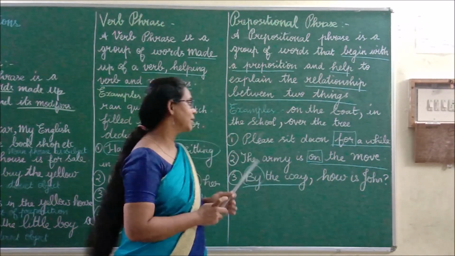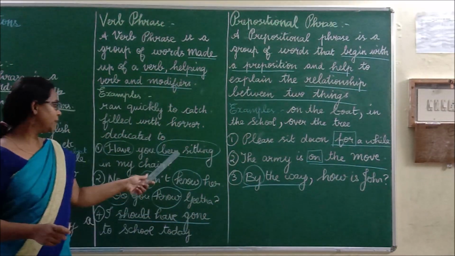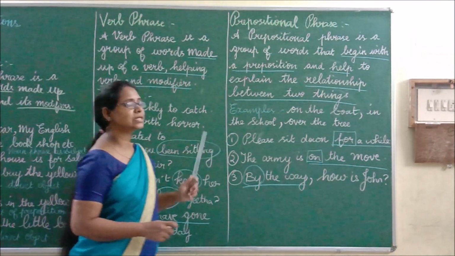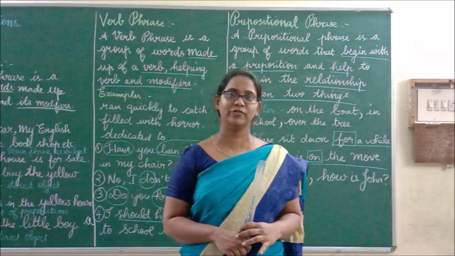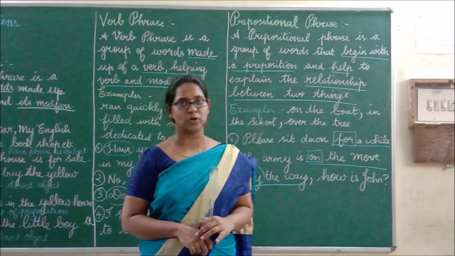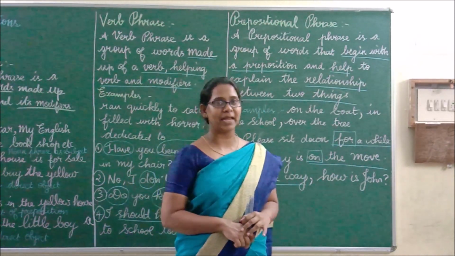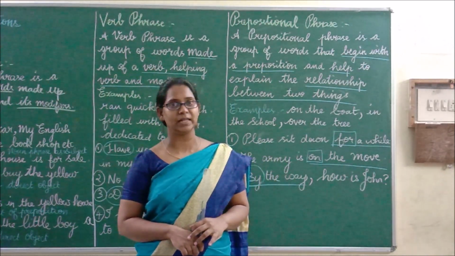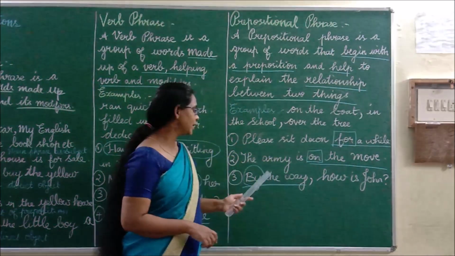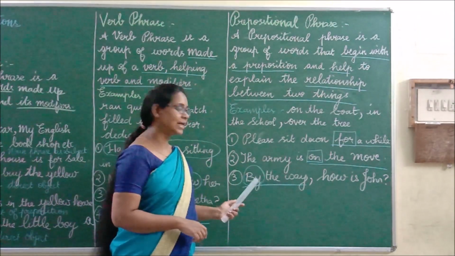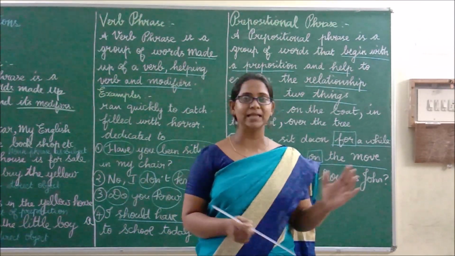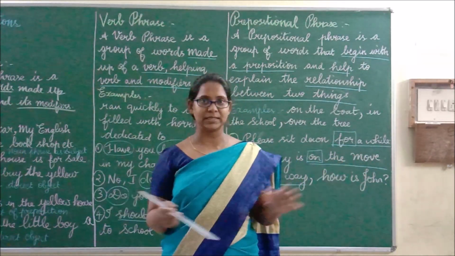We have seen an example, right? Have you been sitting in my chair? Ran quickly to catch. Next is the prepositional phrase. A prepositional phrase is a group of words that begins with a preposition and shows a relationship between the words. Example: by the way. Is it clear? By the way is a prepositional phrase.